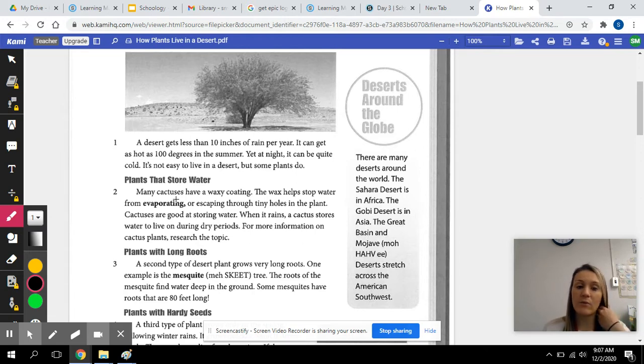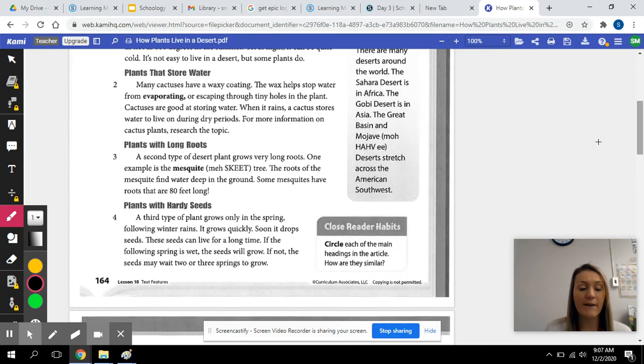Many cactuses have a waxy coating. The wax helps stop water from evaporating or escaping through tiny holes in the plant. Cactuses are good at storing water. When it rains, a cactus stores water to live on during dry periods. For more information on cactuses plants, research the topic. I have another heading. This is telling me that this section is about plants with long roots.